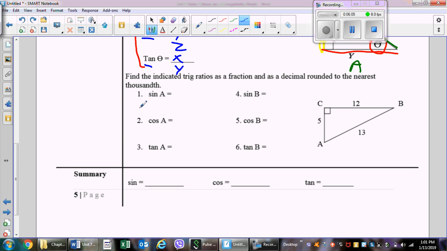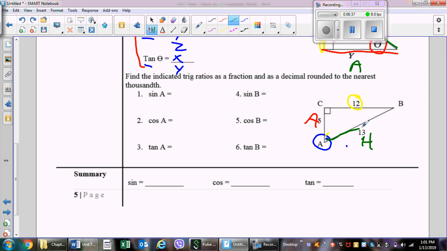So now the question is asking you to find sine of A, cosine of A, and tangent of A. Since we are talking about angle A, I'm starting from A. From A, the opposite side is 12, the adjacent is 5, and the hypotenuse is 13.